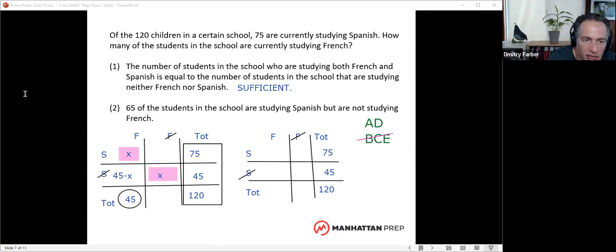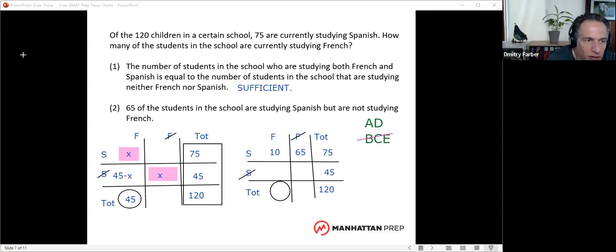So now I'll go to the second statement. 65 of the students in the school are studying Spanish, but are not studying French. Okay, Spanish, no French, that's 65. From there, I can infer that this is 10, but I want to know the total number of kids who speak French. So I want this number, and I don't know. It's more than 10, but I don't know.